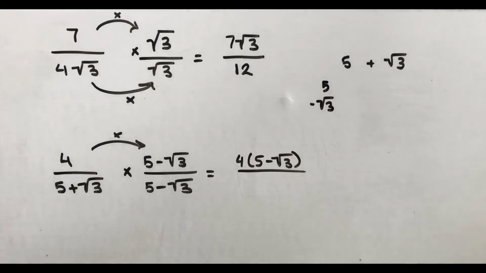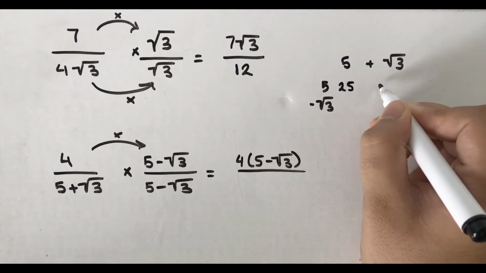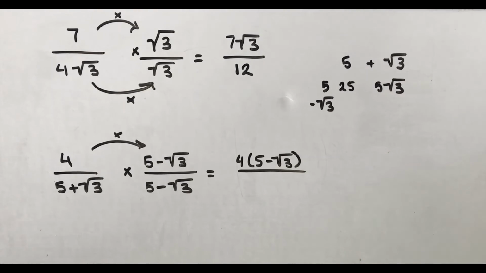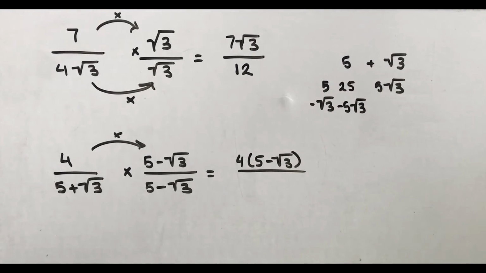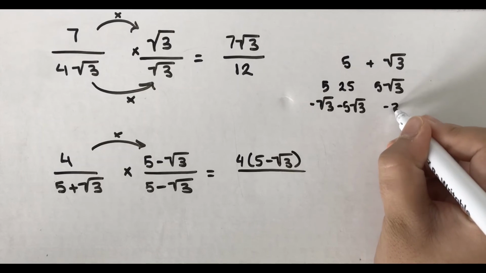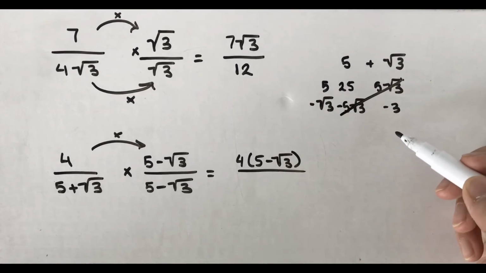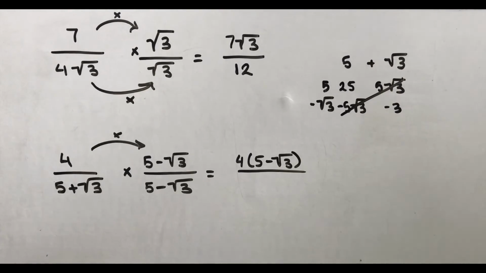What I'm showing you now is known as the grid method. We do 5 times 5, giving us 25. We do 5 times root 3, giving us 5 root 3. And we do 5 times minus root 3, giving us minus 5 root 3. We then have minus root 3 times root 3. And root 3 times root 3 is 3, and it's minus, so we get minus 3. The minus 5 root 3 and the plus 5 root 3 cancel each other out to equal 0. And now we're left with 25 minus 3. So that leaves us with just 22.